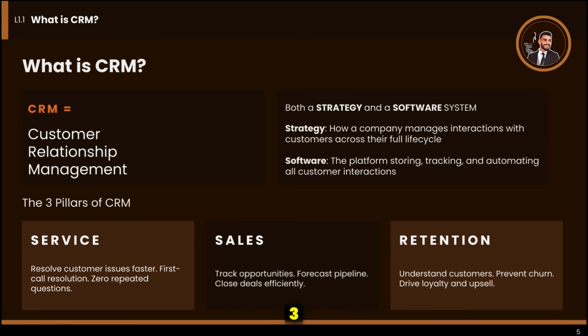You have one unified view of the customer, and every agent, every sales representative, and every manager sees the same 360-degree view. The ultimate goal is simple: how to serve customers better, sell more efficiently, and retain them longer. Those three things, service, sales, and retention, are the three pillars of every CRM system you will ever work on.